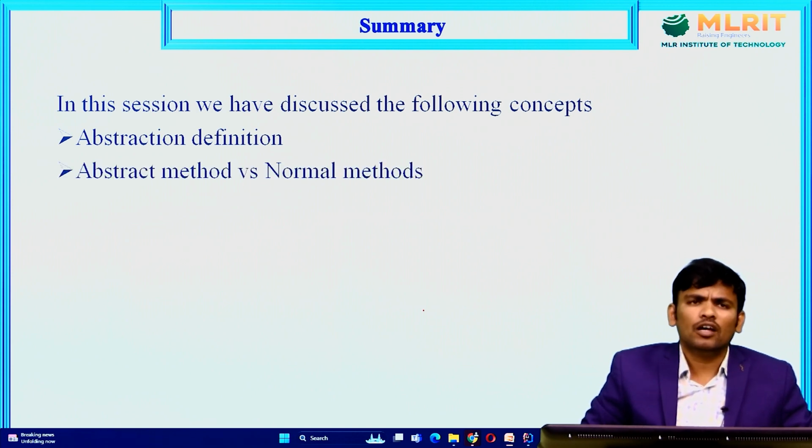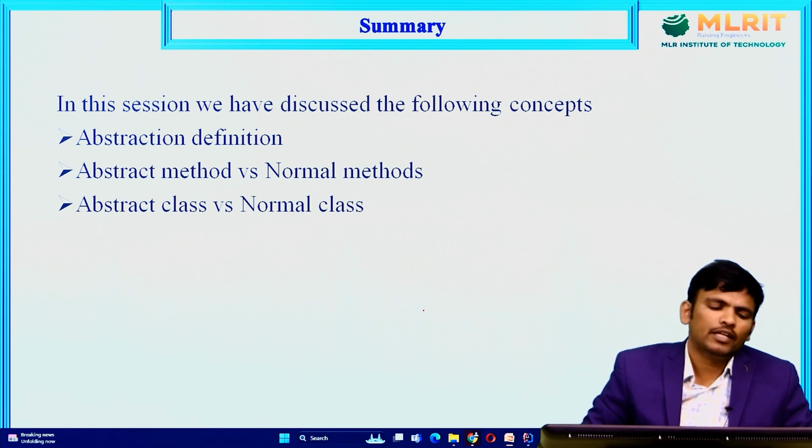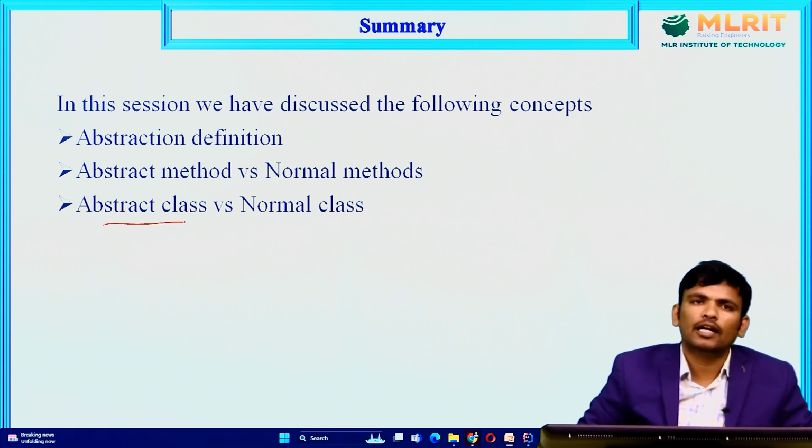I already explained abstract methods and normal methods. Normal methods contain both the declaration as well as the definition, and an abstract method contains only the declaration but not the definition. We also covered the abstract class and normal class. A class which contains normal methods, we can say it's a normal class or a concrete class or a complete class. And abstract class means if any class has at least one abstract method, then we can say that it is an abstract class, and compulsory we should declare that class with the abstract modifier.